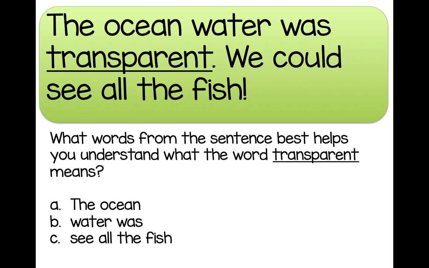So what words from the sentence help me understand what the word transparent means? Does the ocean help me understand the word transparent? No, that's not really giving me any clues. Does water was give me any clues about what the word transparent means? No, not really. See all the fish. If I can see all the fish, does that help me understand that the water is transparent? Yes, because if I can see all the fish, that means I can see clearly. So I would mark the answer C.